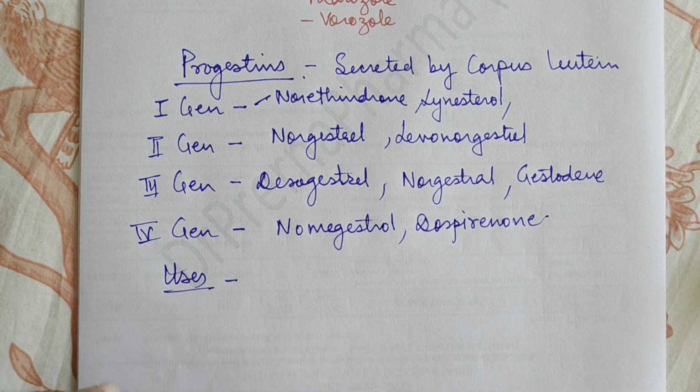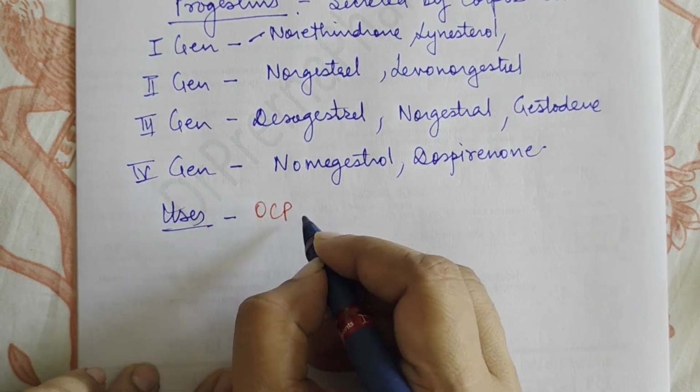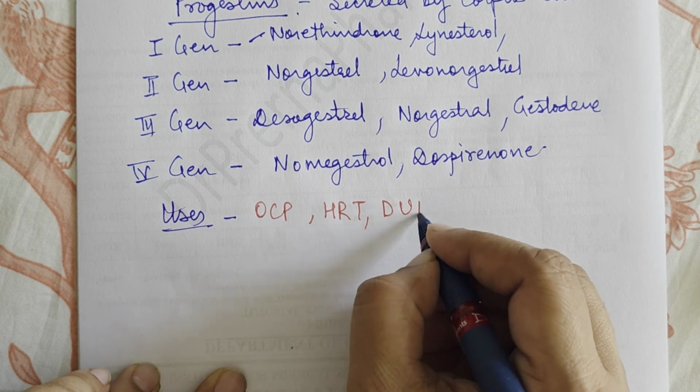Now these progesterones, where are they used? What are their uses? They're used as part of OCPs. They're also part of HRT. They're also used in dysfunctional uterine bleeding.